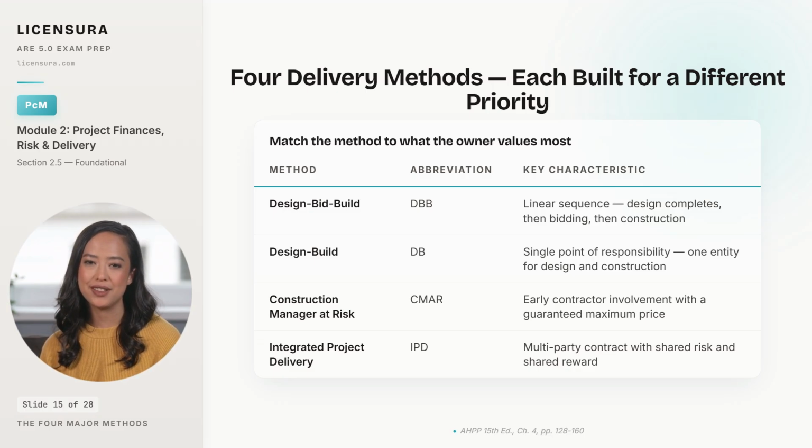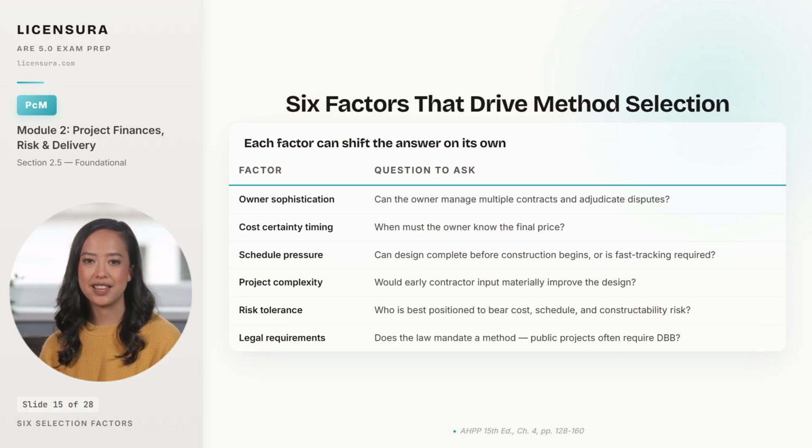Choosing among these four methods is not arbitrary. Six factors drive the decision, and each one can push the answer in a different direction. Six factors, each one capable of changing the answer on its own. Owner sophistication is the first. A first-time owner without internal construction expertise should not be managing two separate contracts and adjudicating disputes between architect and contractor. That owner is better served by a design build or CMAR structure that consolidates responsibility.